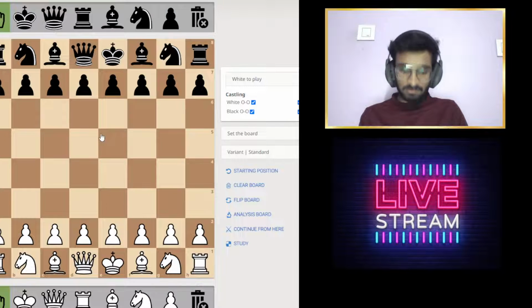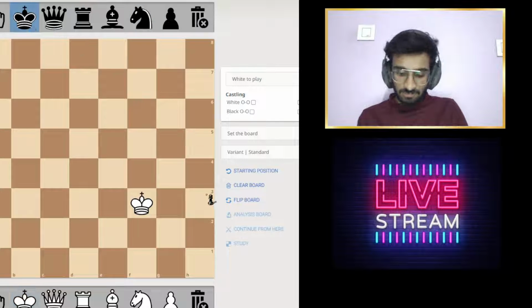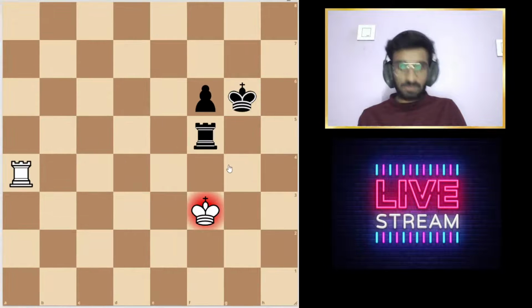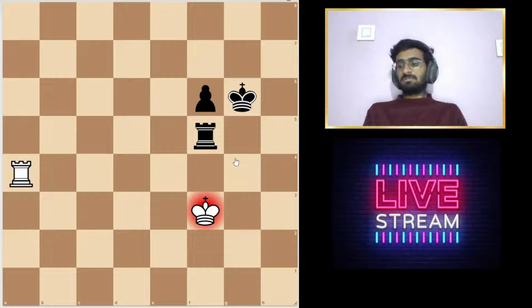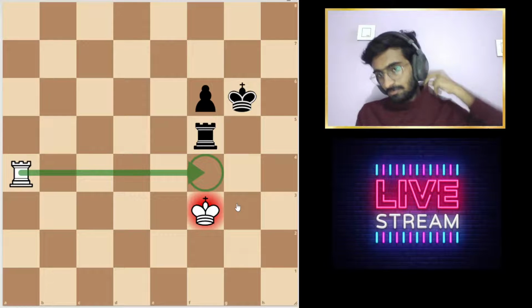Here king is on f3. King here, pawn, rook. Okay, white to play. Now I have a very simple question for you. Should white block with the rook? Will it be a good move or not?